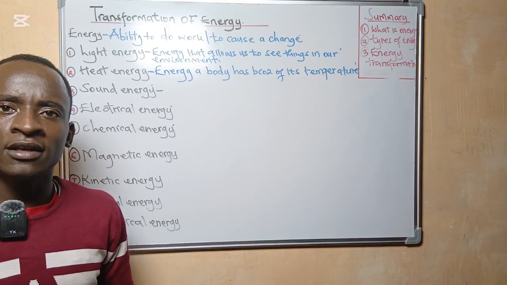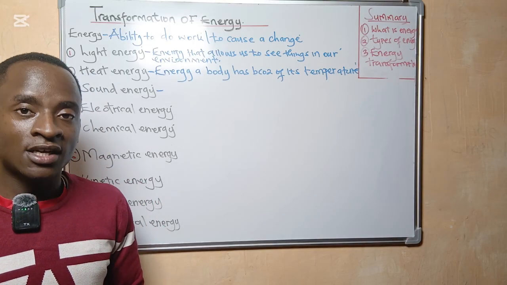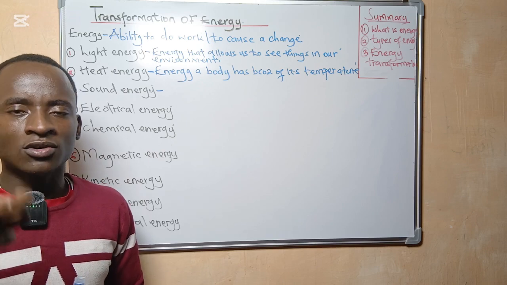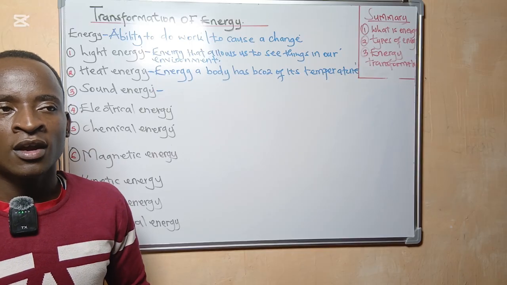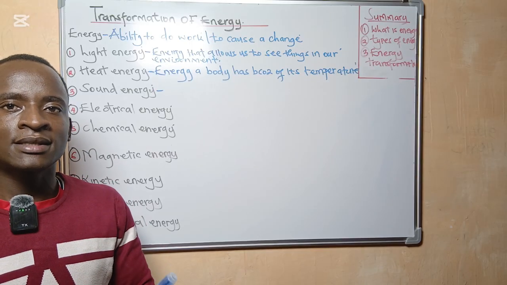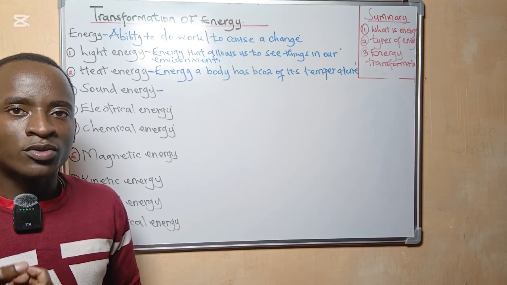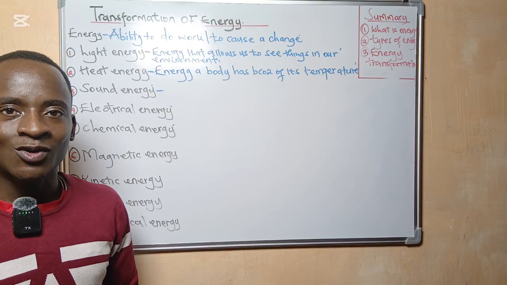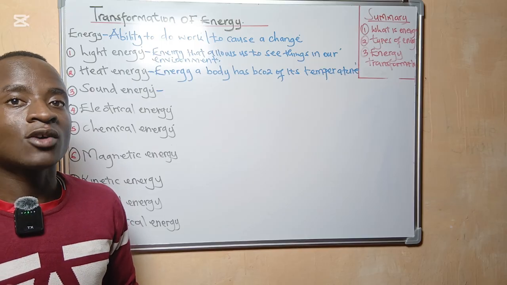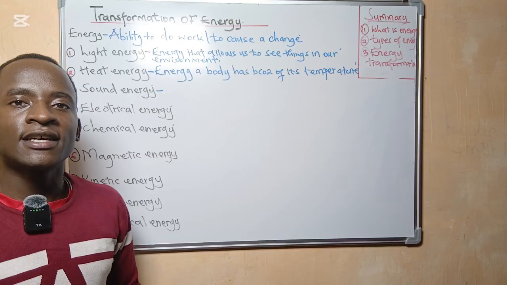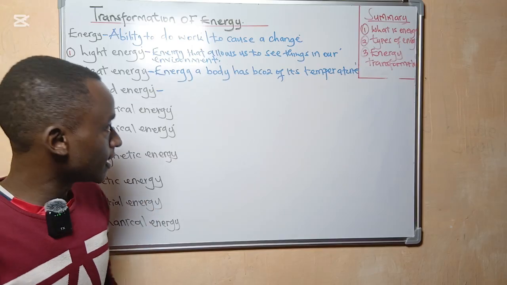Vibration of particles in matter. Remember when we were talking about matter, we said that matter is made up of small particles which are in a continuous state of motion. And these particles, when the temperature increases, they vibrate. Now, as they vibrate, they are able to produce a sound. Right? Now, this sound, we call it sound energy. The form of energy stored in vibration of particles of matter is called sound energy.